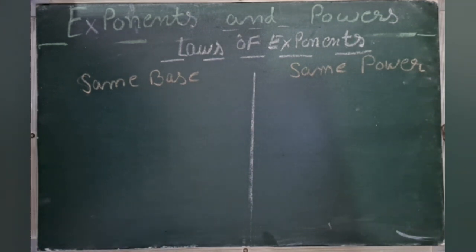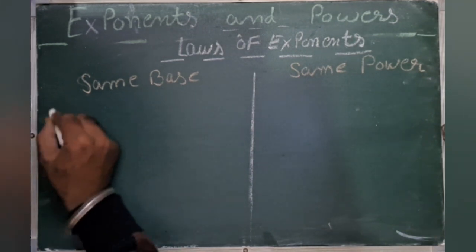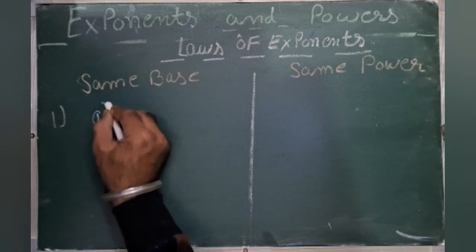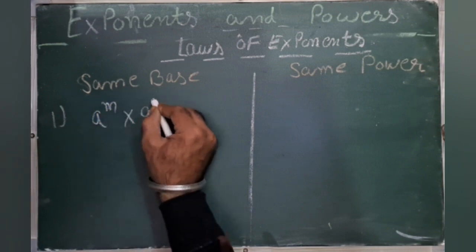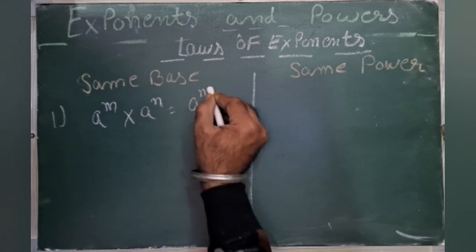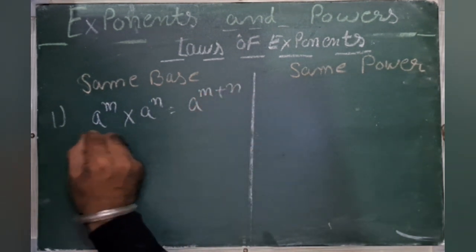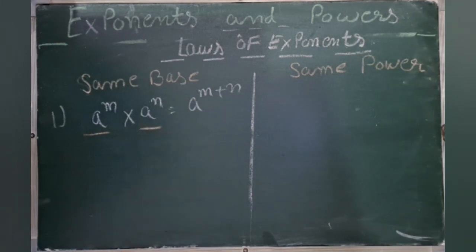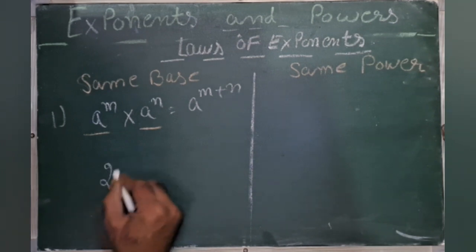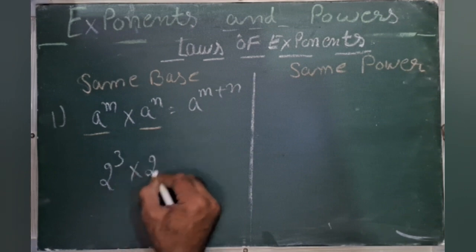So same base, when the base is the same, like first a power m multiply a power n, that means a power m plus n. So in this case the base is same, so this is the a, this is the a, so a can be any digit and m can be any digit, like a power m multiply a power n. So what do we do in this case? We add the exponents.